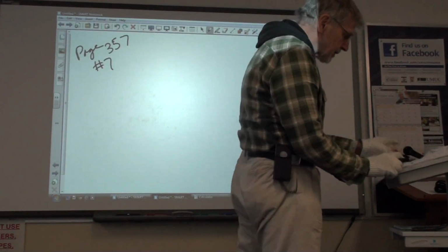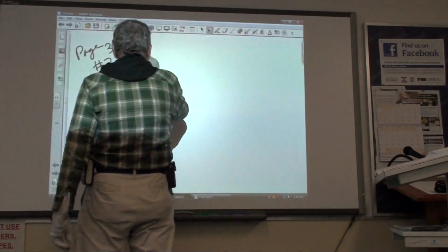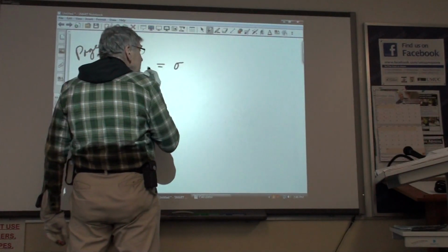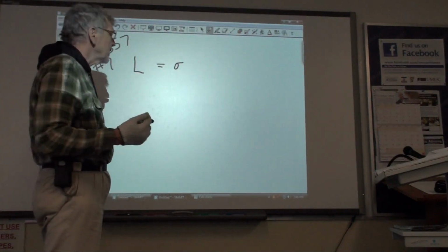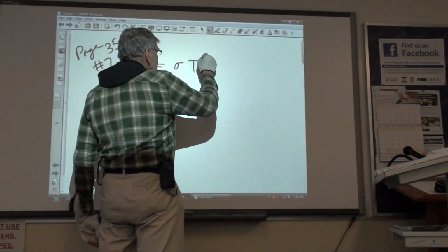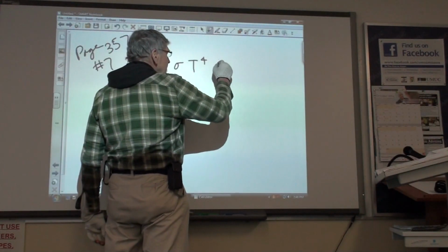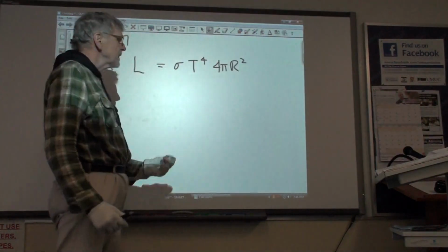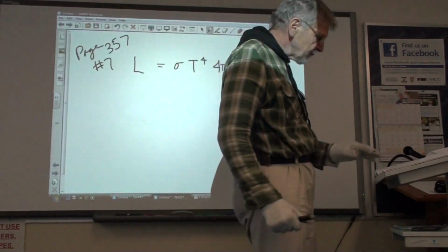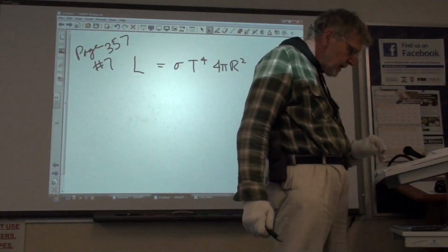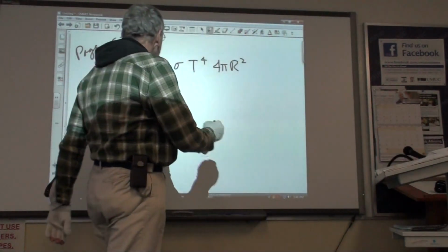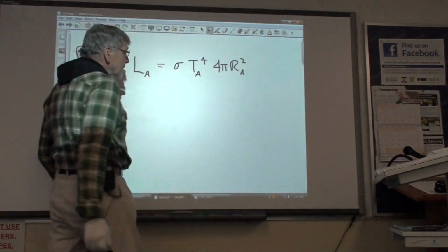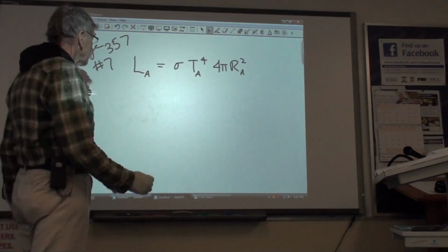The Stefan-Boltzmann law is that the luminosity of any star is equal to Stefan-Boltzmann's constant times the temperature to the 4th power, times the surface area, which is 4 pi r squared. So this is true for any one star that you care to look at. And since we're interested in Arcturus, we will label these by A: the radius of Arcturus, the temperature of Arcturus, and the luminosity.